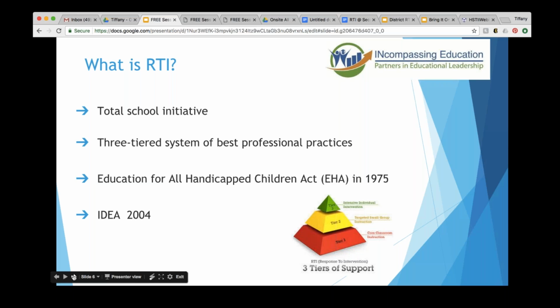It has roots that go all the way back to the Education for All Handicapped Children Act in 1975, and more recently you will find it in the verbiage of IDEA 2004, where it lists that RTI is a system that can be implemented to help you identify those students that are in need of additional support with an individualized education plan through special education services. So it's a whole school initiative where everybody has a specific job that they can be doing. This includes everyone from your custodian to your office staff to your PE teachers. We're all in the same boat together moving forward and supporting our struggling students.